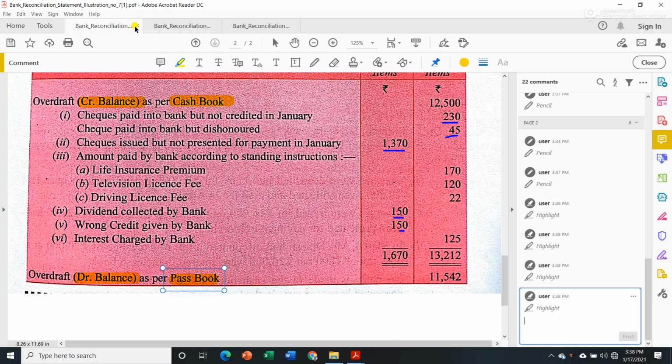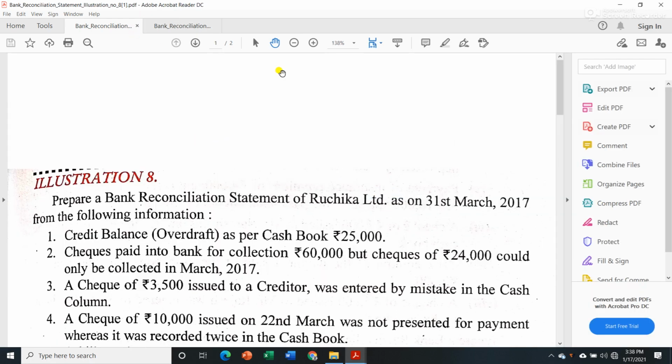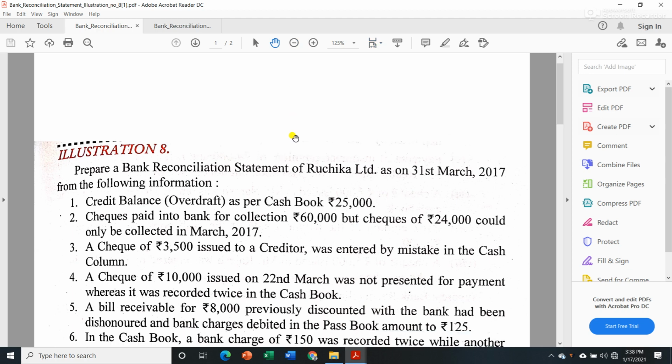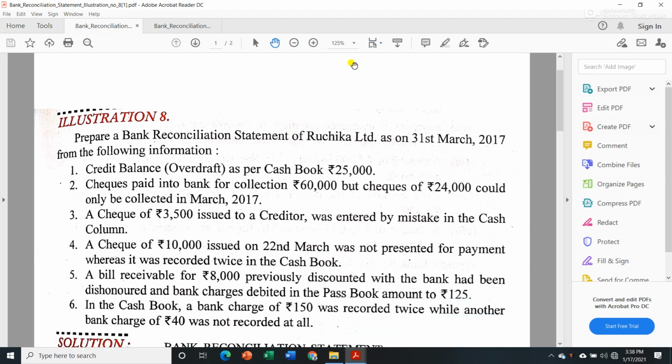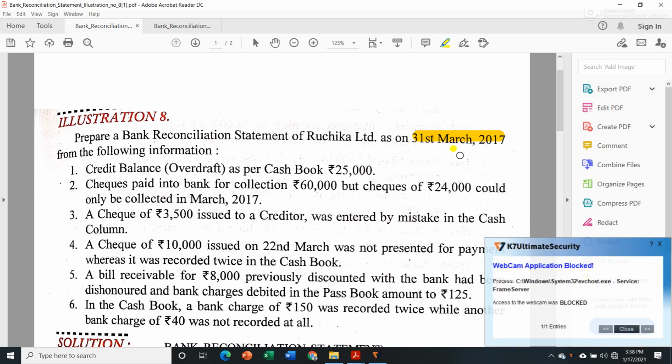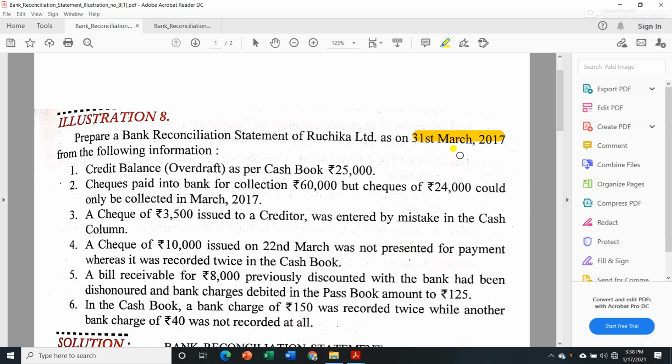Okay, now let us see the next illustration, that is illustration number 8. Again, at the starting we will see on which date we are supposed to prepare our bank reconciliation statement. It is on 31st March 2017. Remember, this date also plays a very important role. In the previous question we have seen that there were some transactions that took place after the particular date on which we were supposed to prepare the bank reconciliation statement, so the date plays a very important role in preparing this account.